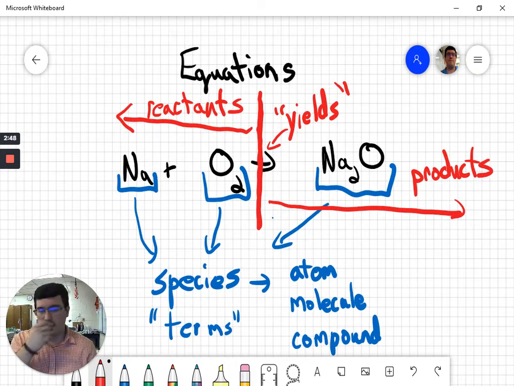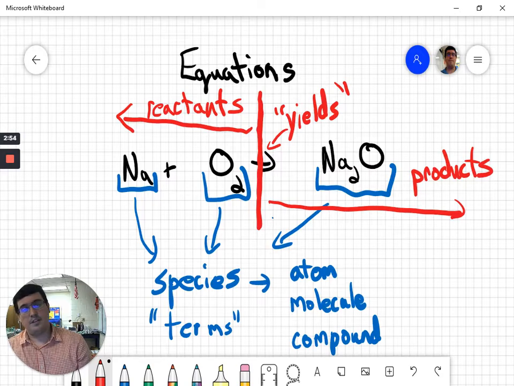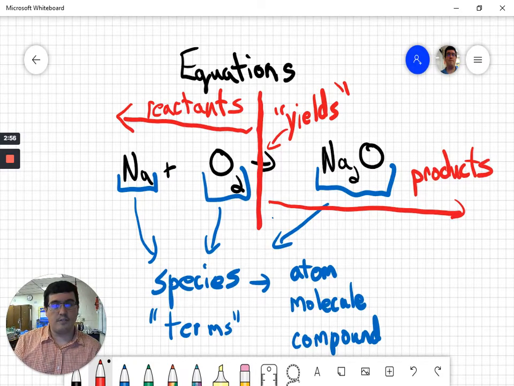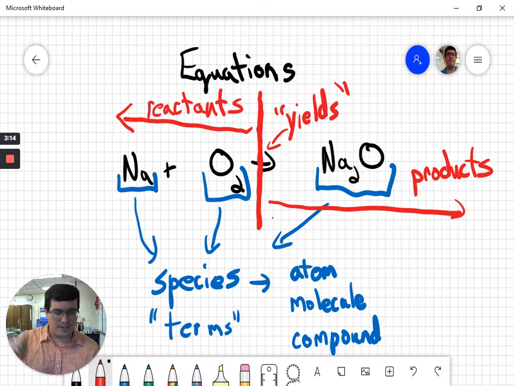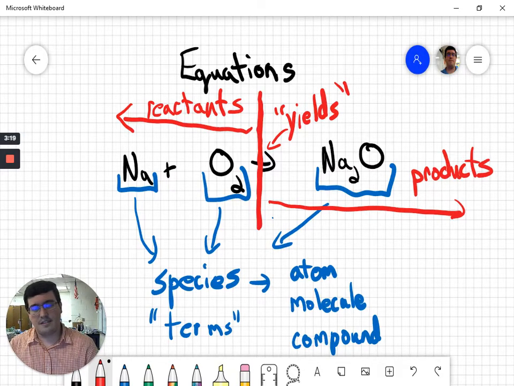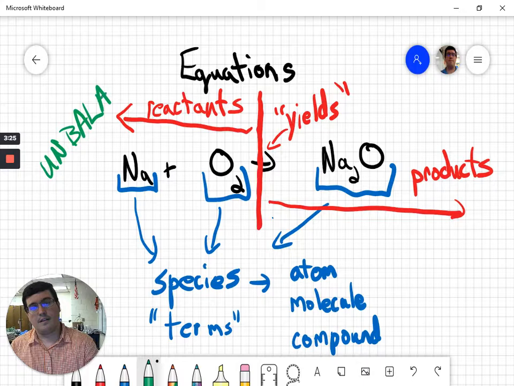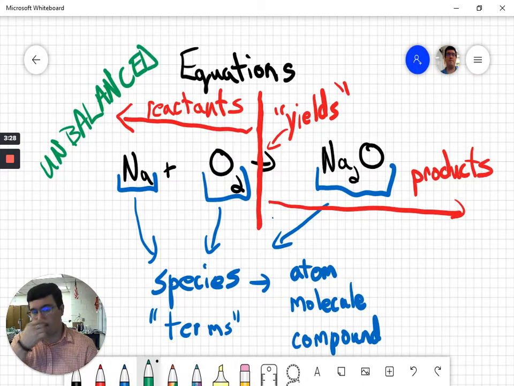There's something wrong with this, though. Everything on the left should equal everything on the right. On the left, we have one sodium. On the right, we have two sodiums. On the left, we have two oxygens. On the right, we only have one oxygen. So where did the extra sodium come from? Where did the extra oxygen go? We can't convert one element into another element. Not yet. We'll get to that at the end of the semester. But what's going on here is that this reaction is, to use a very special word, unbalanced. I like that word because I've been called unbalanced a little bit in my life too. But unbalanced is what this equation is.